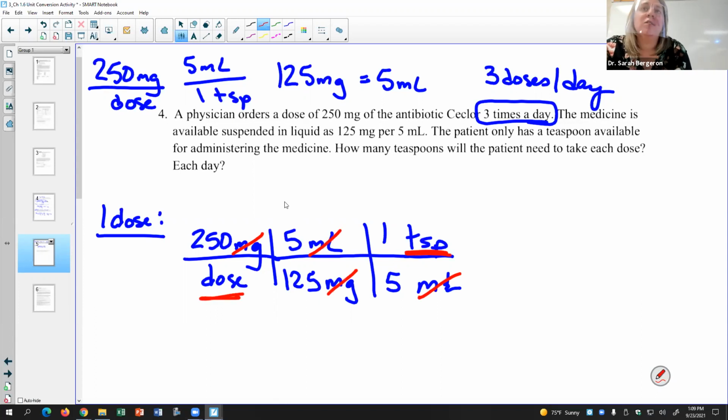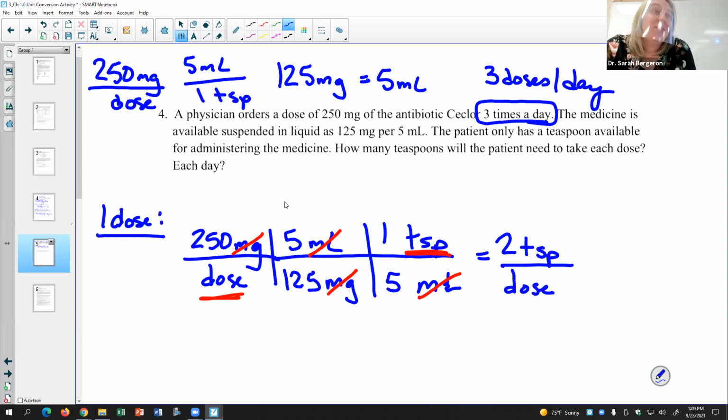Is that what the question's asking me for? How many teaspoons will the patient need to take each dose? Yes. So what do you get? I got 2 teaspoons per dose. Did y'all get that? Now, I really like these problems. You want to know why?